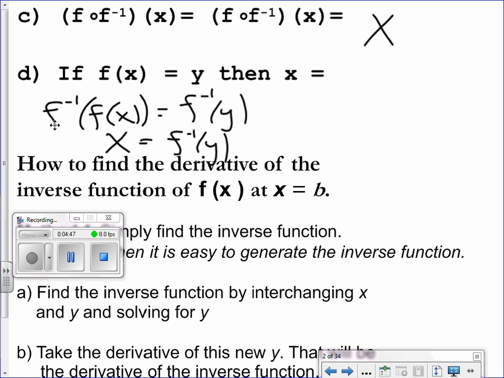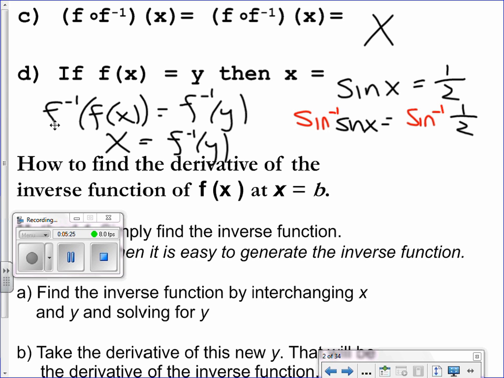Let me ask you, when you had something like sine of x equals 1/2, how did you get rid of that function? What did you do? The inverse sine. You hit on your calculator second sine, which is the inverse sine, right? What you were really doing was getting rid of a function by taking the inverse of that function. You never saw this side. You would just write x equals, right?